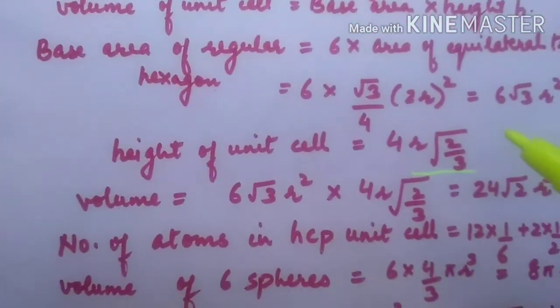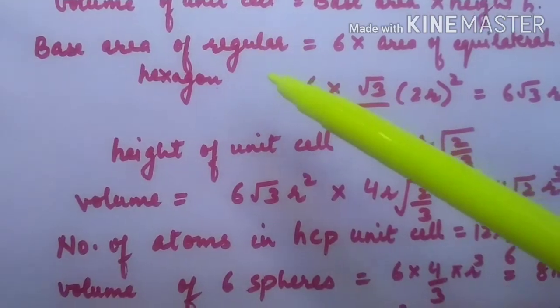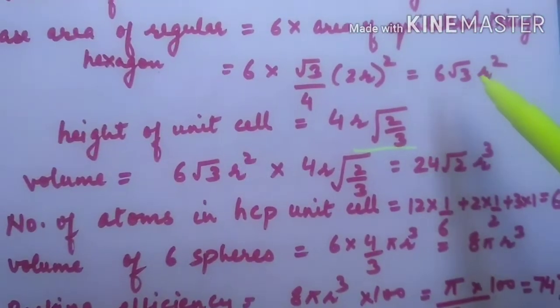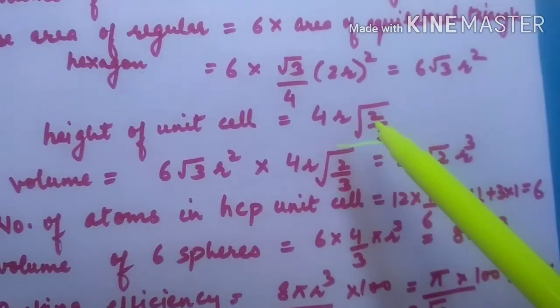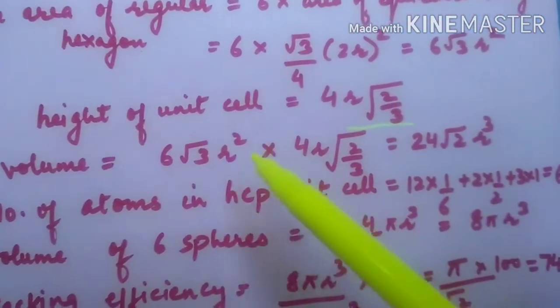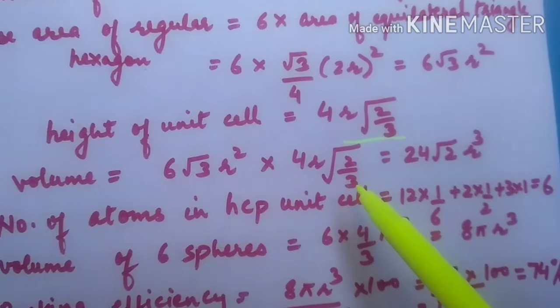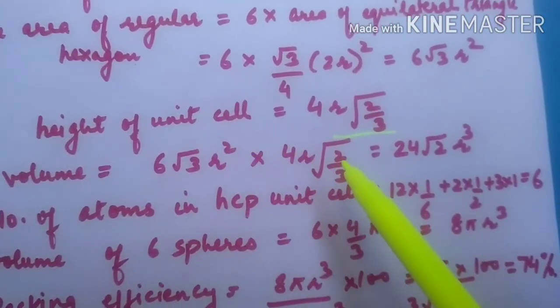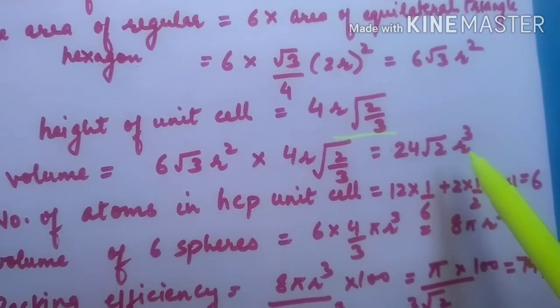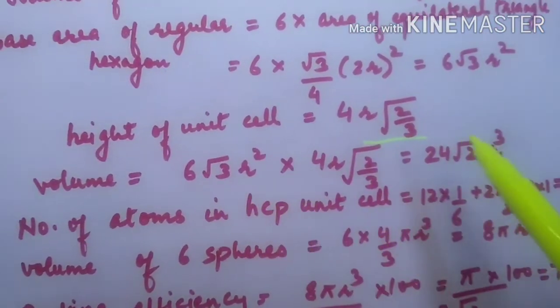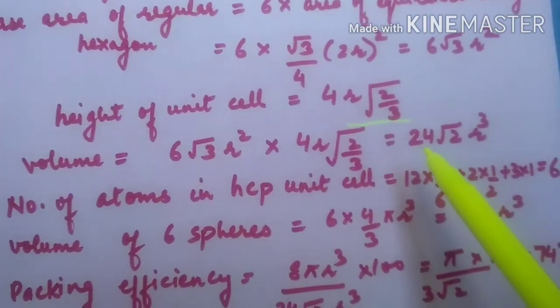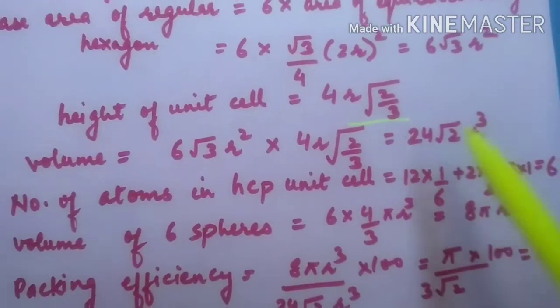So multiplying the base area of the regular hexagon with the height, we get 6 root 3 R square into 4R into root 2 by 3. Root 3 and root 3 cancel out. 6 into 4, 24, and root 2 and R cube. So the volume of the hexagonal unit cell, the total volume, is 24 root 2 R cube.